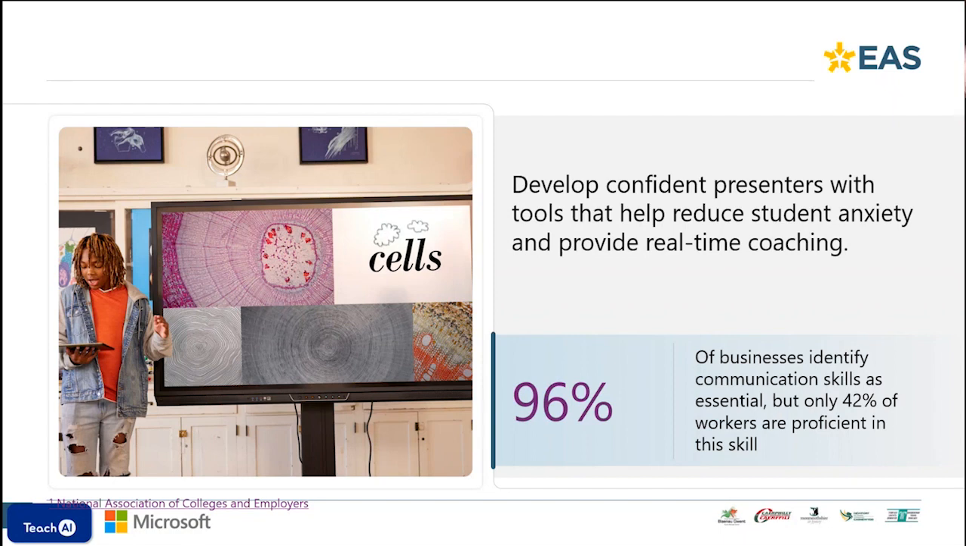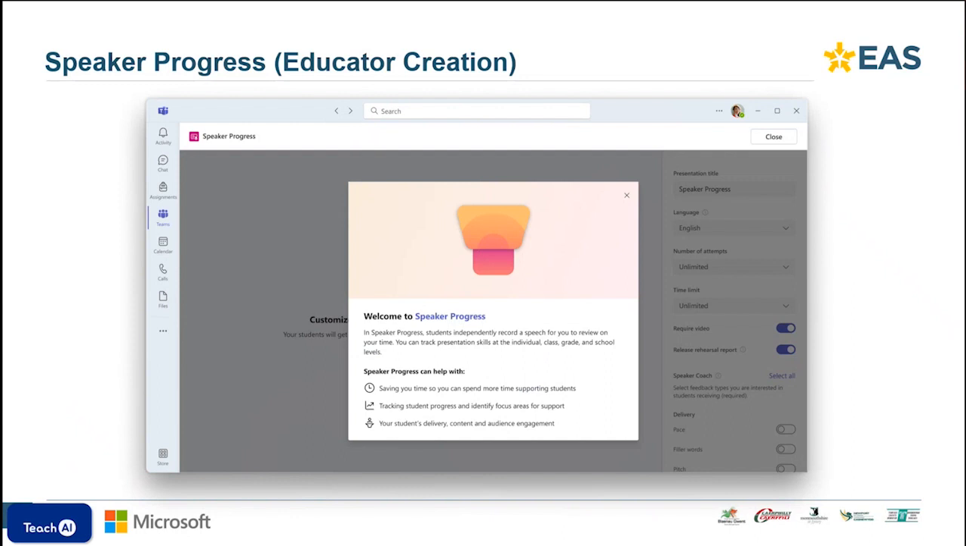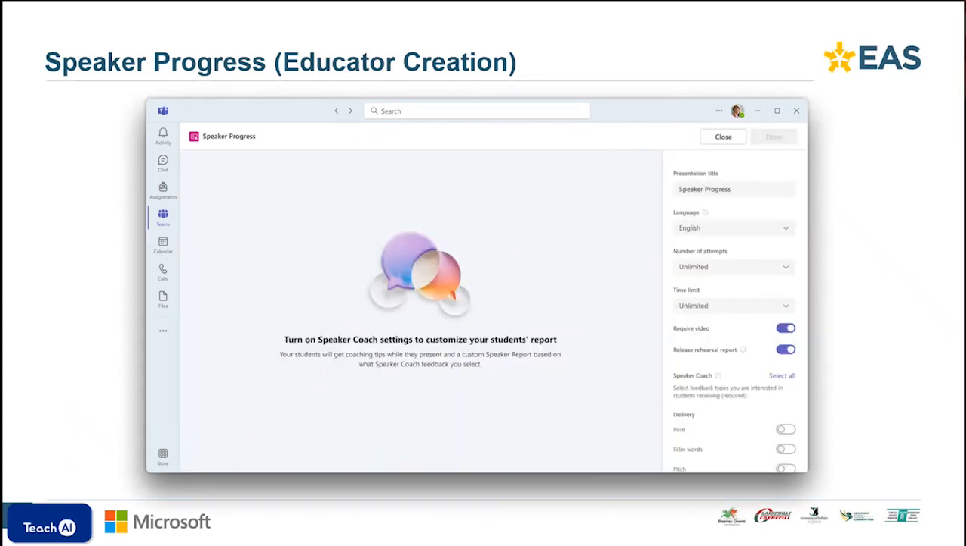Again, these are free tools built into Microsoft 365 that can help improve presentation skills, gain confidence with tools, and also allow students to practice in private. Now, this again can be set up using assignments in Teams. And when selecting your type of assignment or your learning accelerator, you can select Speaker Progress. What you'll then do is create your assignment. You can turn on then the different types of settings on the right-hand side.